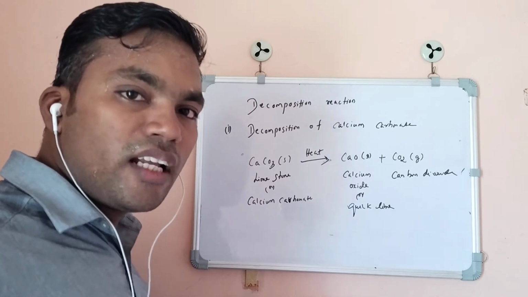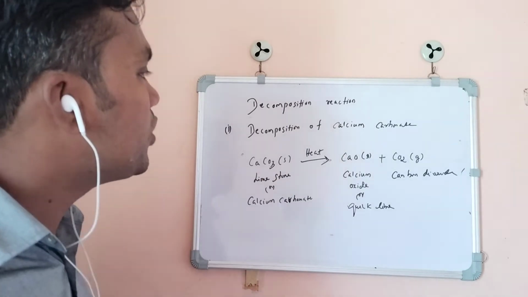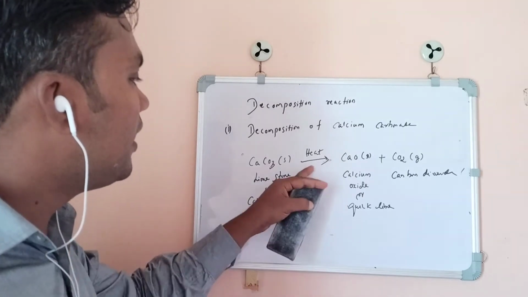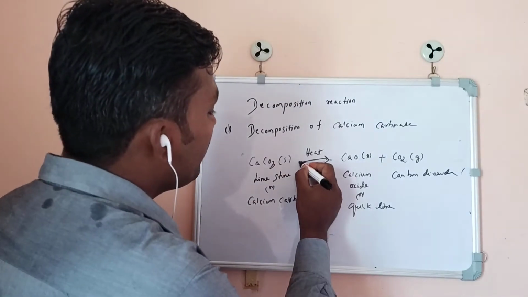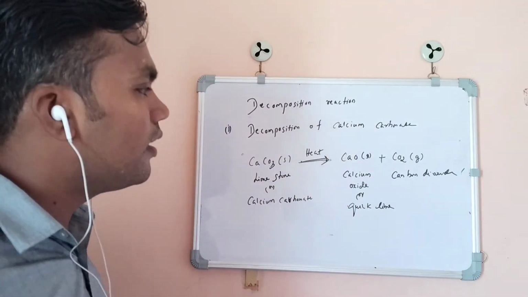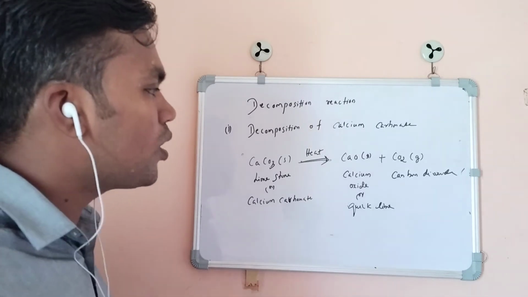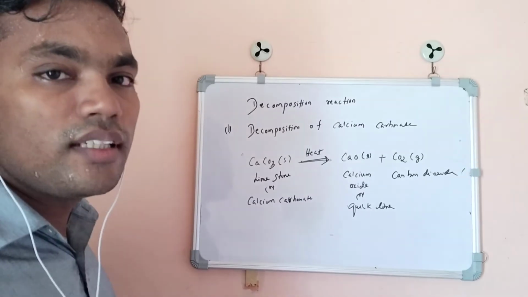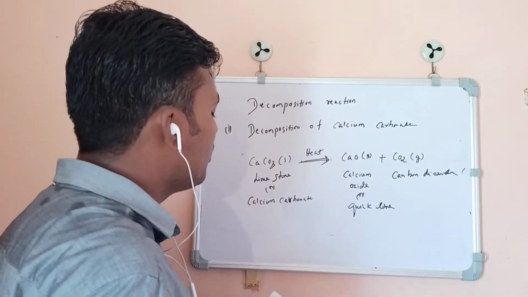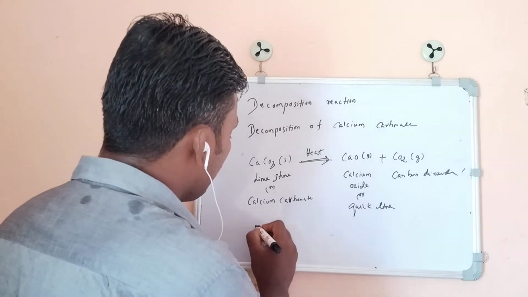This is a decomposition reaction of calcium carbonate. The decomposition reaction is carried out by heating. We are heating this material to give calcium oxide or quicklime, and in addition to this, what we are getting from this reaction is carbon dioxide. This type of reaction is a thermal decomposition reaction. If a reaction is carried out by heating, that type of reaction is a thermal decomposition reaction.